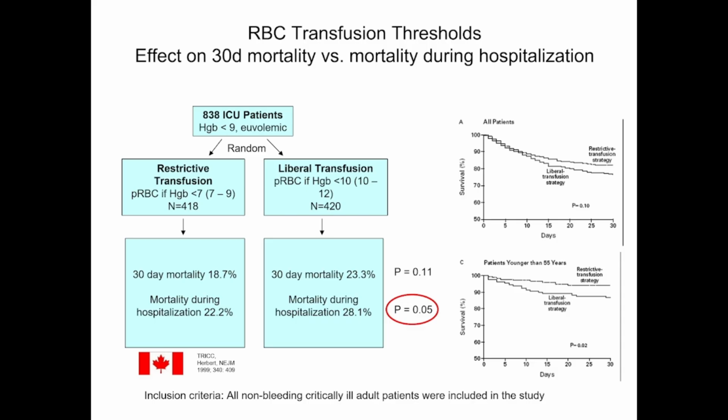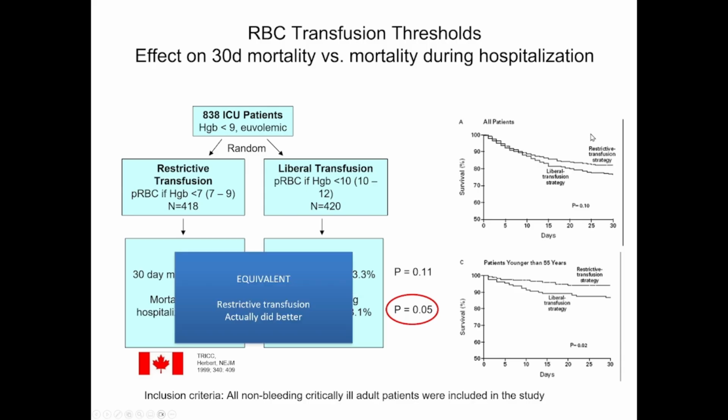of hemoglobin of 10. And you could see that the 30-day mortality between the two categories was the same, but mortality during hospitalization was less in the restrictive transfusion threshold, and it's shown on the right. You can see restrictive transfusion threshold has better outcomes. Liberal transfusion strategy has worse outcomes. So restrictive transfusions actually did better.